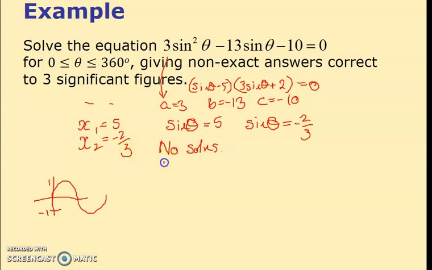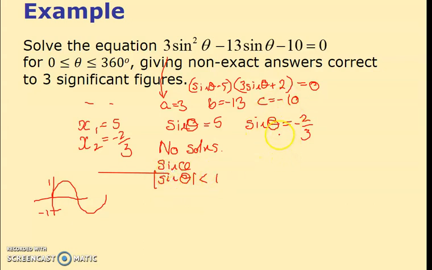And I would write since sine theta, oops, got a dodgy line there, is less than 1. It's not technically, it's the modulus of sine theta is always less than or equal to 1.